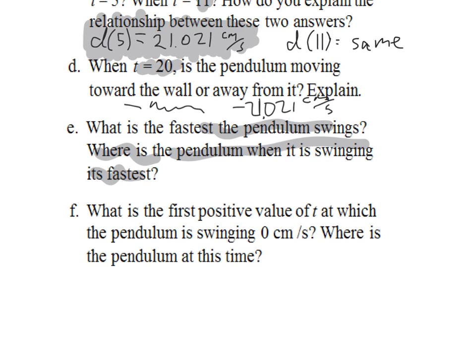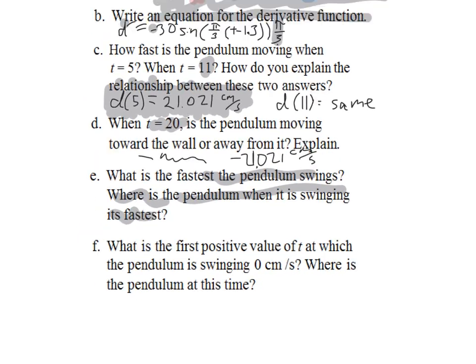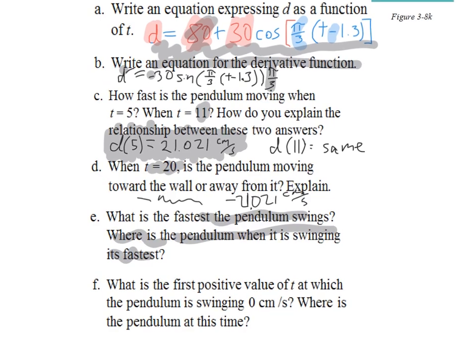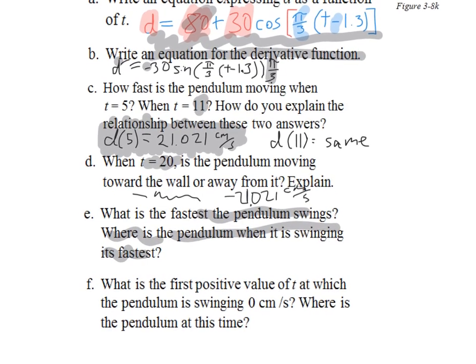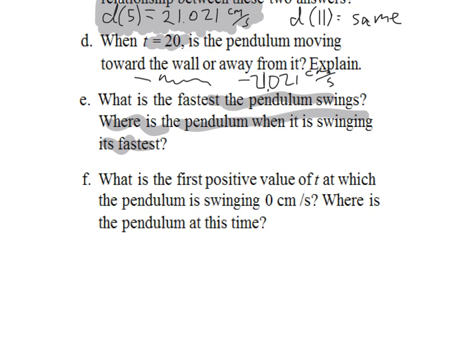Was getting kind of loud, so I had to stop the video. When it swings the fastest, it's negative 30 times pi over 3, so negative 10 pi, in centimeters per second. Now, since you're the student, you know what I want. I want 3 decimals, so don't leave it as negative 10 pi. What's the fastest the pendulum swings? Well, first of all, the fastest is 10 pi. For the speed we don't really care about a negative, so 10 pi would be sufficient, with 3 decimals, of course.